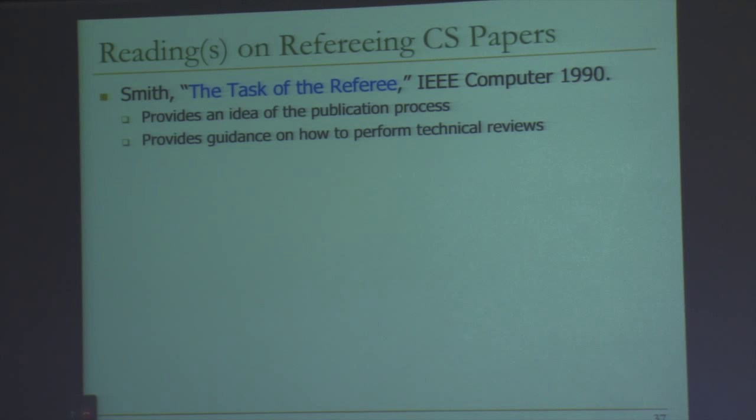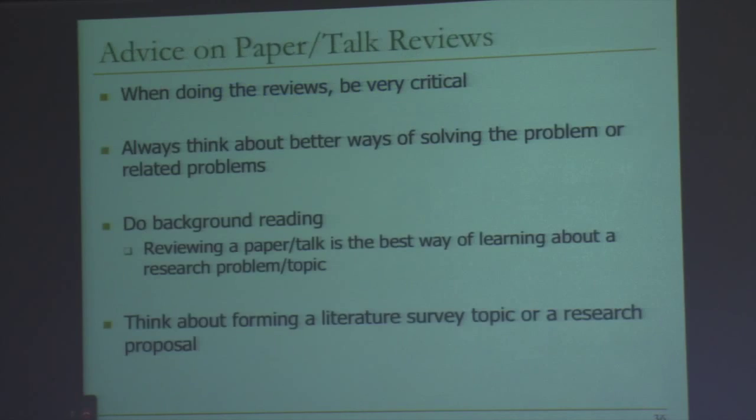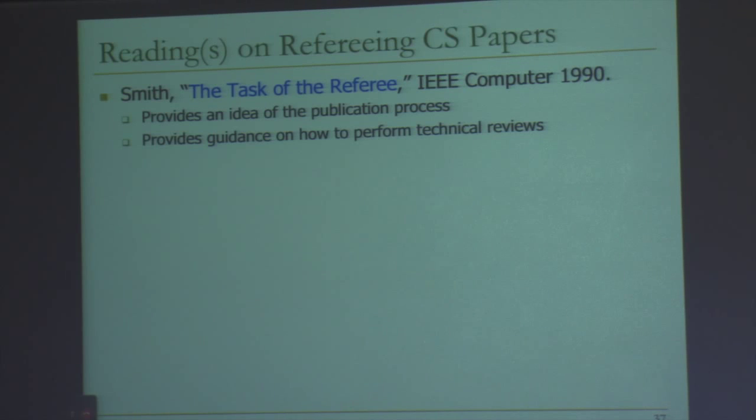This is not an assigned reading, but I definitely recommend this paper that was published in IEEE Computer on the task of the referee. It talks about the publication process. It's a little bit dated, but overall, things are there. It provides guidance on how to perform technical reviews. These are a little bit different from what we're going to perform here, because there the goal is accepting or rejecting a paper. You're going to be reading papers that are mostly accepted. Some of them may not be accepted, but the goal of the review that you're doing here will not be to accept or reject a paper. It's to provide critical thinking.